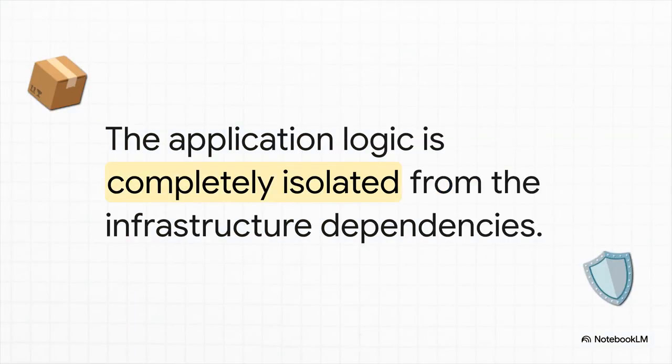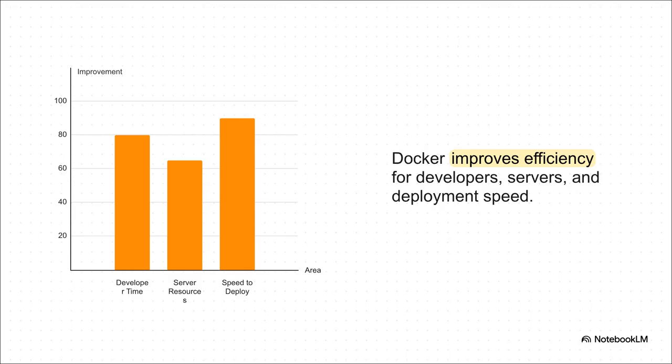Third, you get isolation. Each container lives in its own little world, its own bubble. This means different apps can't interfere with each other. No more of that dependency hell we talked about earlier. And finally, number four, a massive boost in efficiency across the board. Developers waste way less time debugging environment issues, servers can run more apps using fewer resources, and getting new features out the door becomes dramatically faster.